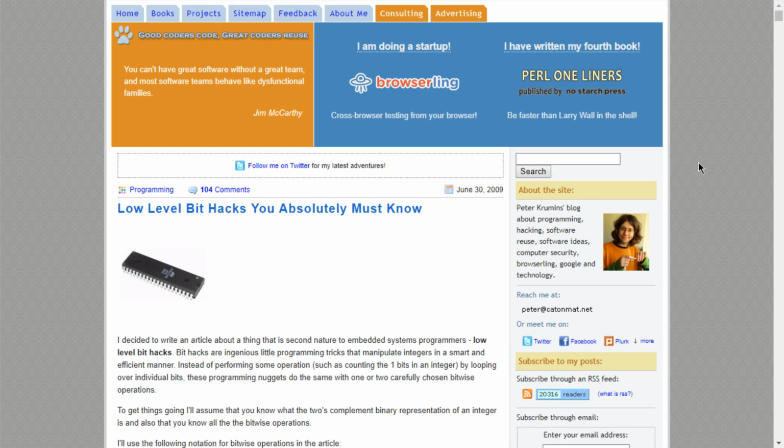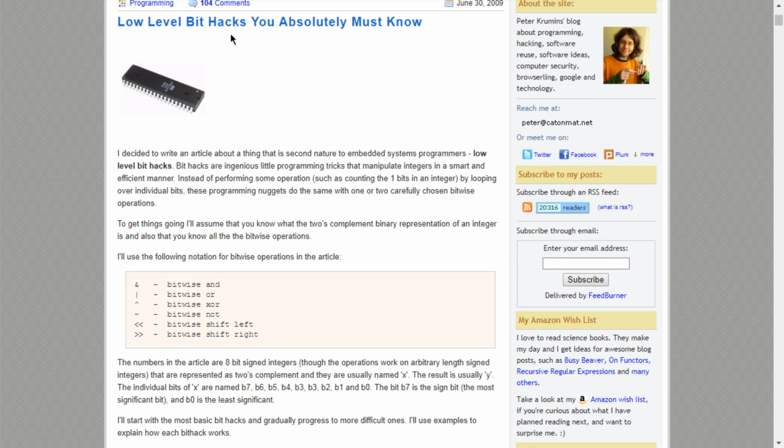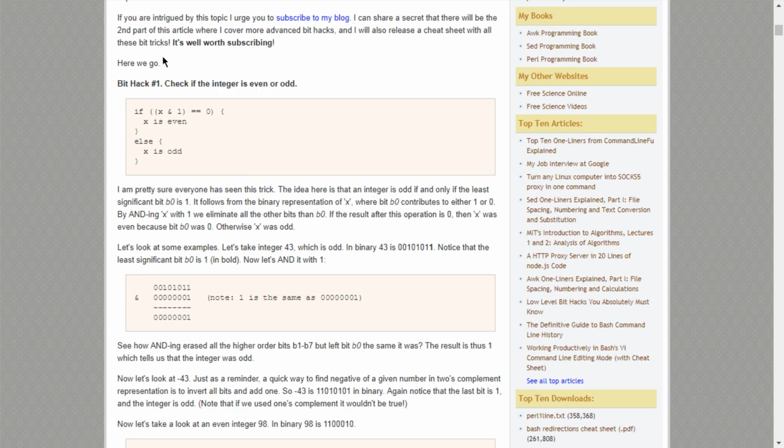I wasn't familiar with this, but this is catonmat.net. It looks like it's run by this guy over here, Peteris Krumins. Hopefully I'm not mispronouncing that. Sorry if I am. Point is, I thought this was pretty cool. Low-level bit hacks you absolutely must know. We start off with ones that we're pretty familiar with, so checking if an integer is even or odd. That's like a mod 2 thing.